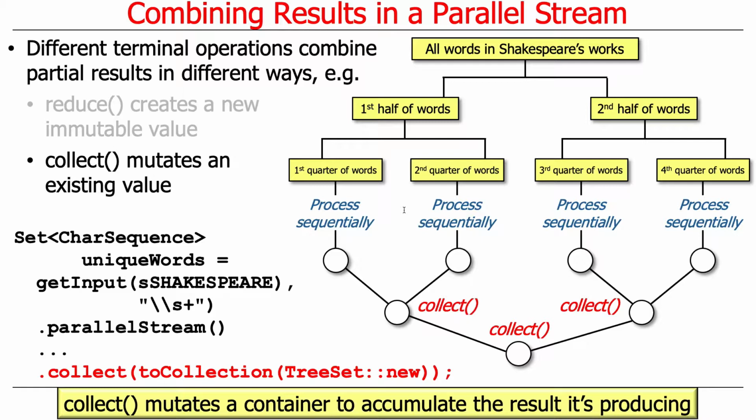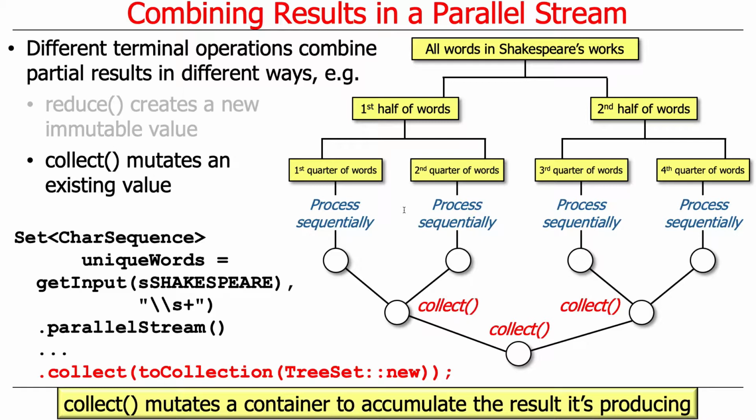And then the final thing that'll happen here, and both of these reductions, of course, could go on in different threads, although any single reduction takes place in one thread. So the reduction of the first two quarters could happen in one thread. The reduction of the third and fourth quarters of the words could happen in a different thread. And then some thread will reduce to a single unique set of the words of Shakespeare.